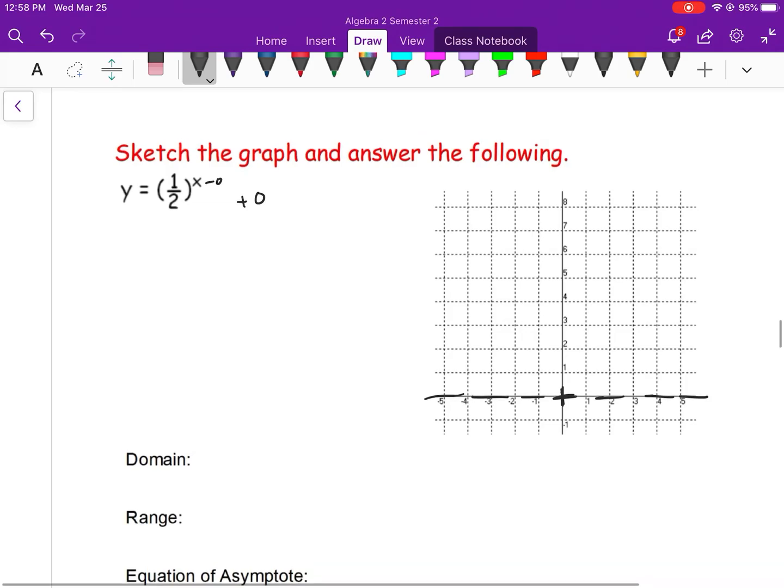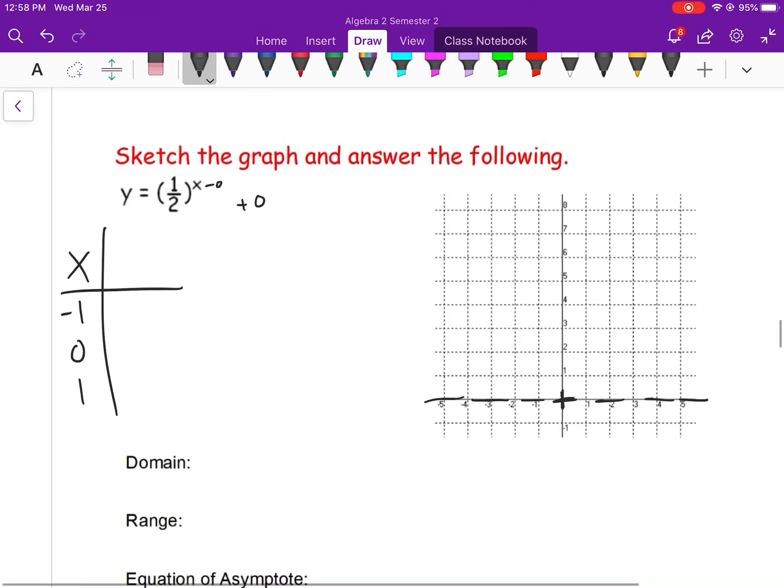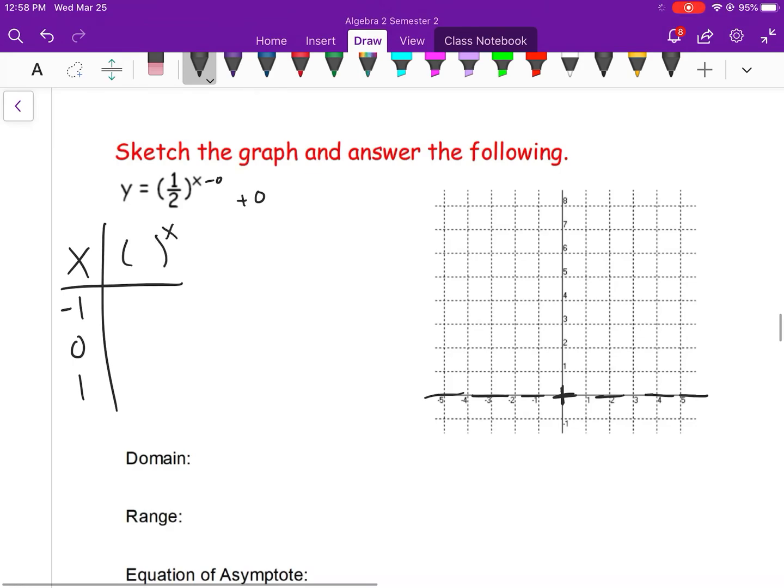And when we do these, we're going to do an xy table. Oh, I'm sorry, we're not doing an xy table. We're going to use that parent function just like we have. We got x, and the x values we're going to use, -1, 0, 1. We're going to take our base value to the x, which is 1/2 in this case. So this is saying 1/2 to the -1st, 1/2 to the 0, 1/2 to the 1st. Anytime we take something to the -1 power, that's saying just take the reciprocal, so 2. Anything to the 0 power is 1. Something to the first power is itself.